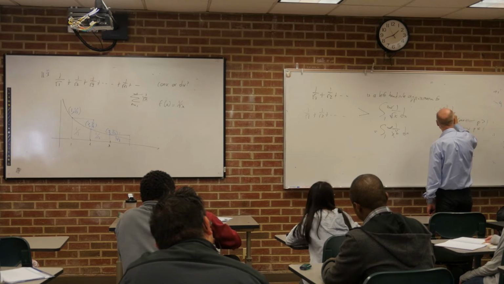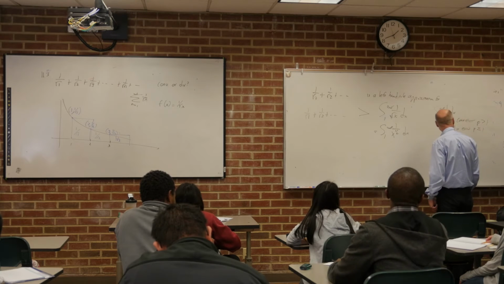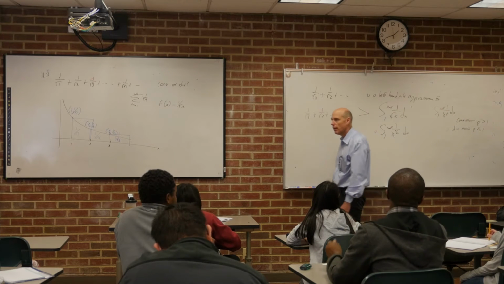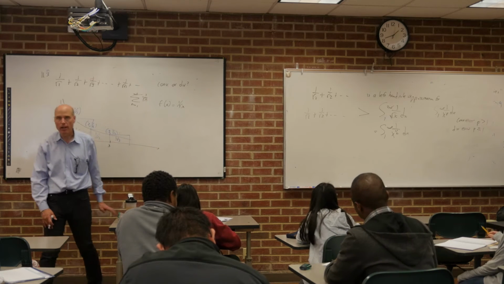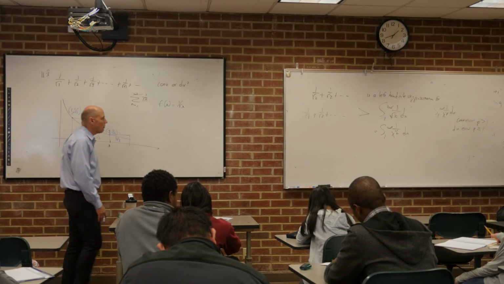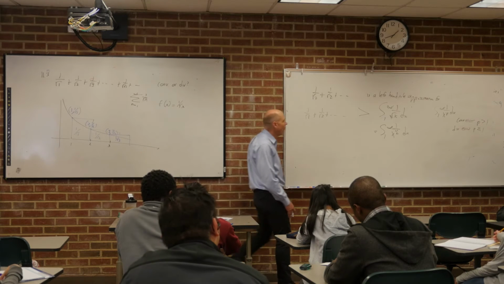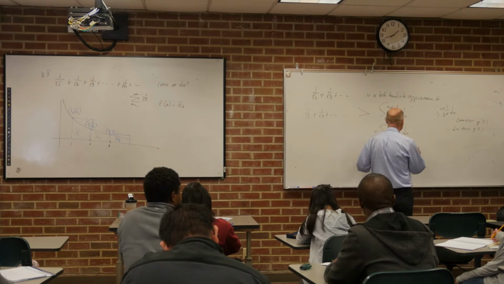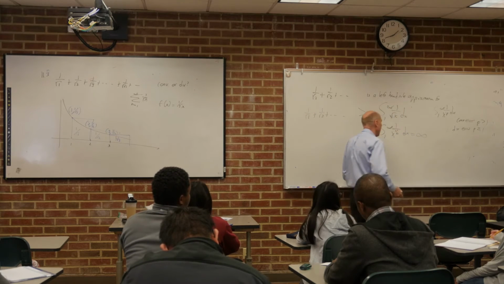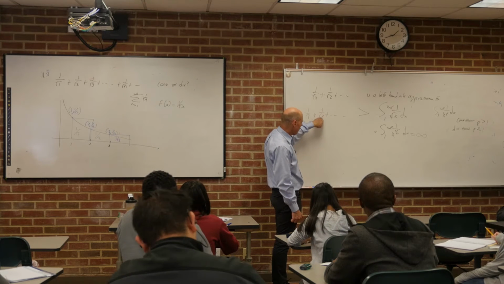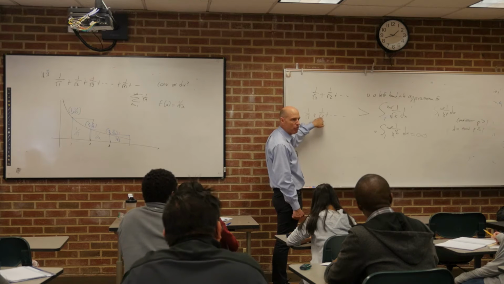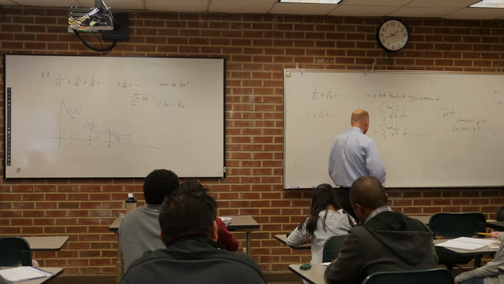For integrals of this form, 1 over x to the p, if p is bigger than 1, it converges. And if p is less than or equal to 1, then it diverges. So in this particular example, p is 1/2. It diverges, which means that this integral adds up to infinity. The series adds up to a number that's even bigger than infinity.